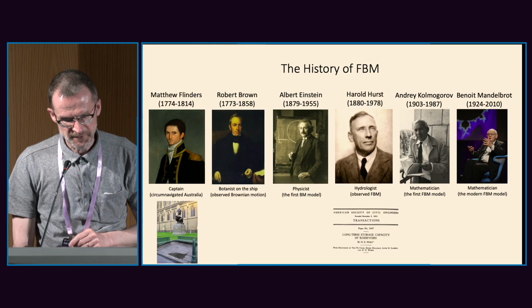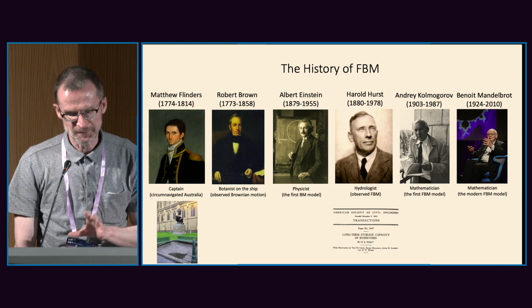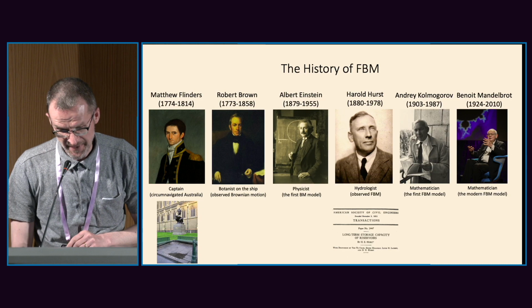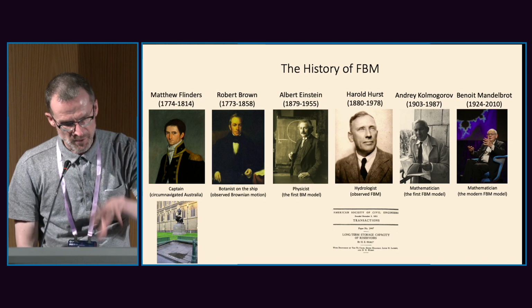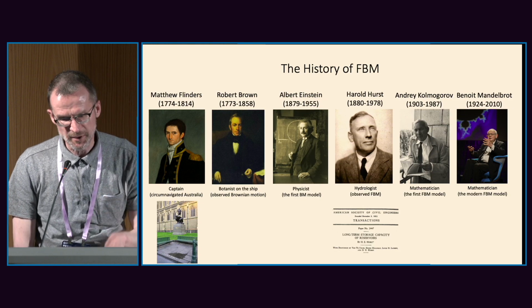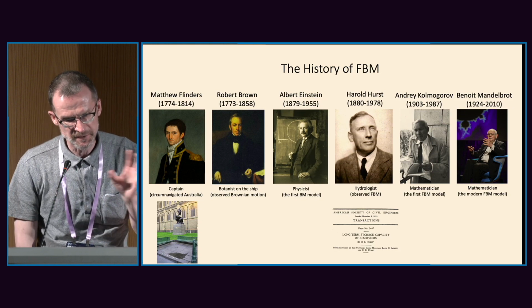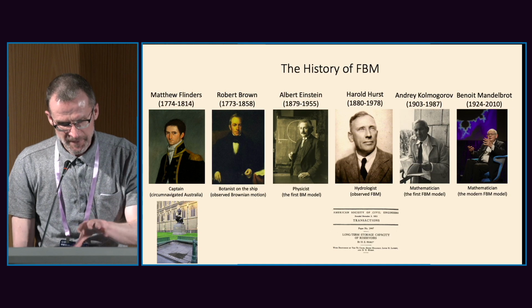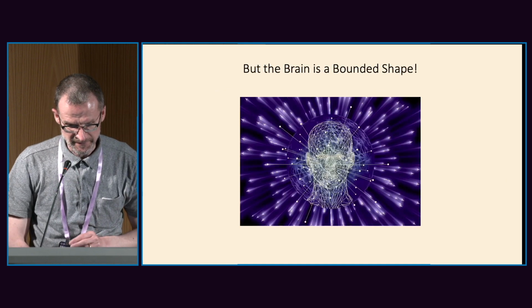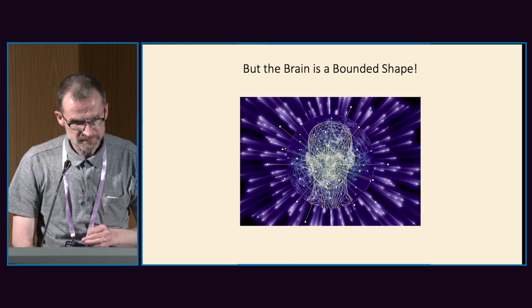The history of fractional Brownian motion is a gallery of brilliant people, as you can see, starting with Matthew Flinders, who circumnavigated Australia. Robert Brown, a botanist, happens to be on that ship, observes pollen motion, which leads to Brownian motion. Einstein eventually makes it a mathematical model, and so on, and eventually we develop this process.